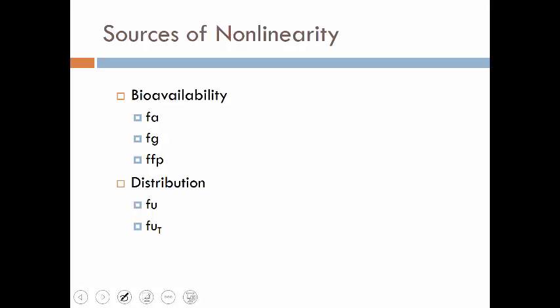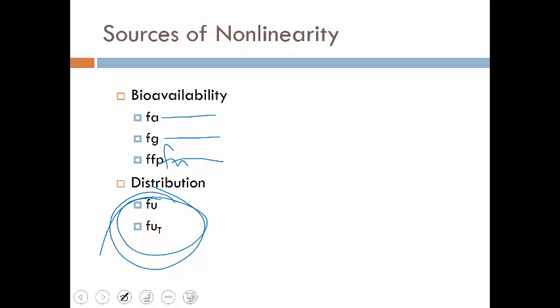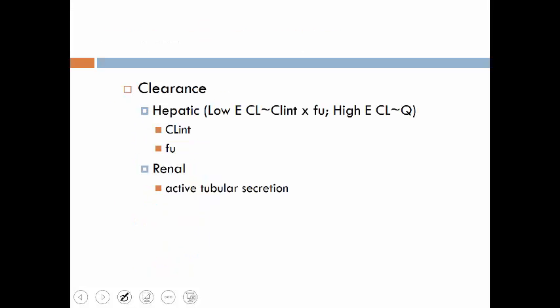What are the sources of nonlinearity? Well, you can have nonlinear fraction absorbed, nonlinear fraction that escapes the gut metabolism, nonlinear fraction that escapes the first pass effect. This should be FH, sorry. You can also have nonlinear binding. So if you have nonlinear binding, you're going to overwhelm these binding sites. You can also have nonlinearities in clearance. We've already talked about the fact that you can overwhelm those enzyme systems. So there's nonlinear intrinsic clearance. Recognize these are all Michaelis-Menten, aren't they?